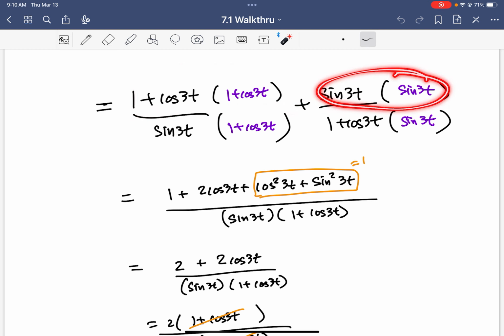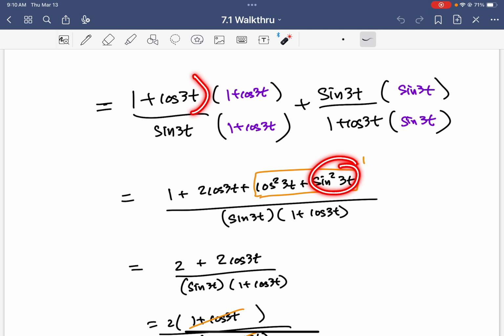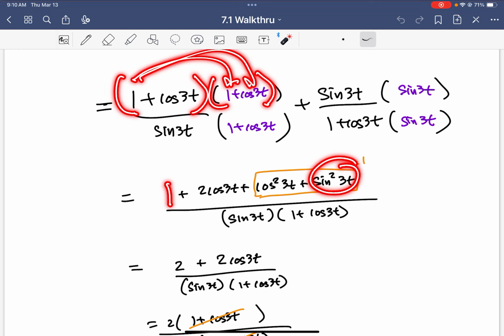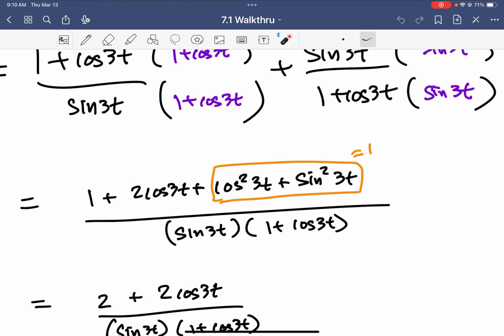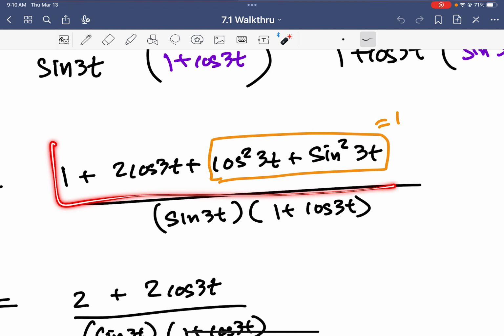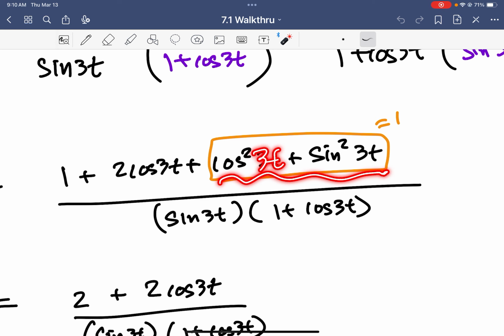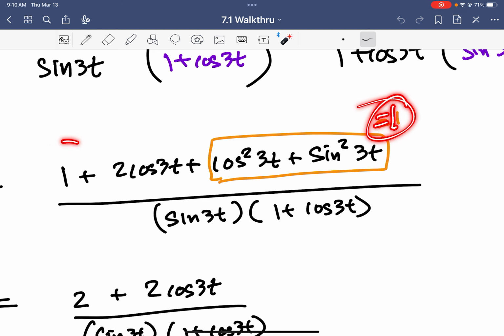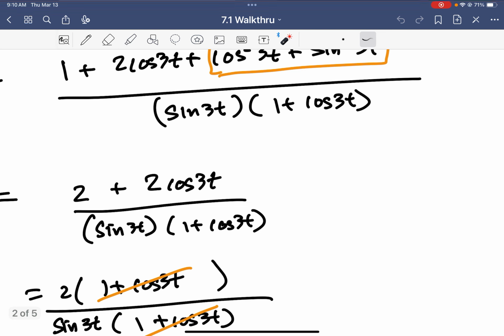Well, sine times sine is just sine squared. And then this is a binomial times a binomial. So 1 times 1 is 1. 1 times cosine is cosine. Cosine times 1 is another cosine, that's why I have 2. And then cosine times cosine is cosine squared. So now I've added all the numerators over the common denominator, and I recognize cosine squared plus sine squared, as long as they are the same angle. Cosine squared plus sine squared is always equal to 1. So now 1 plus 1 is 2. So now I have 2 plus 2 cosine 3t.